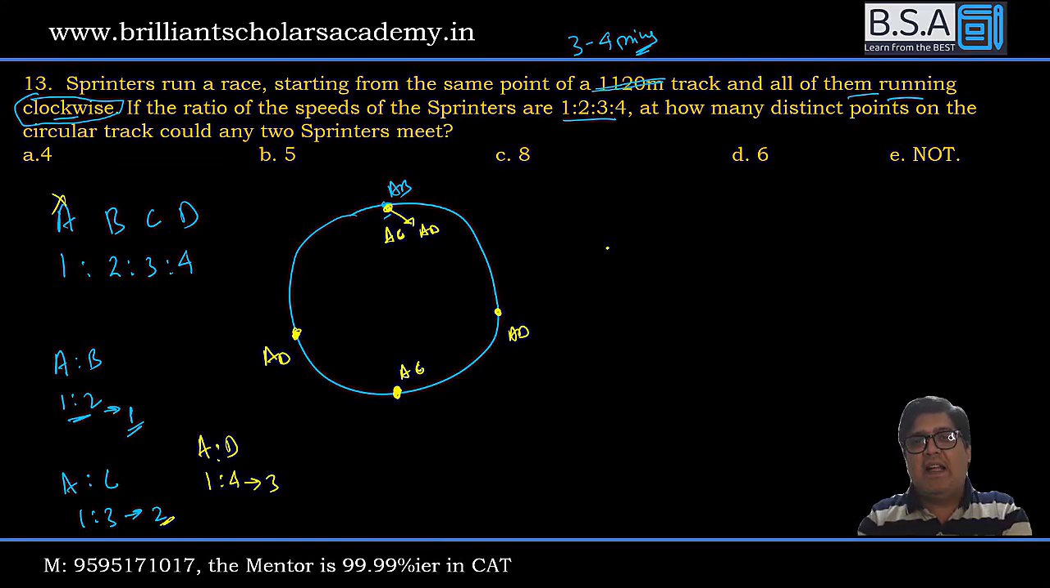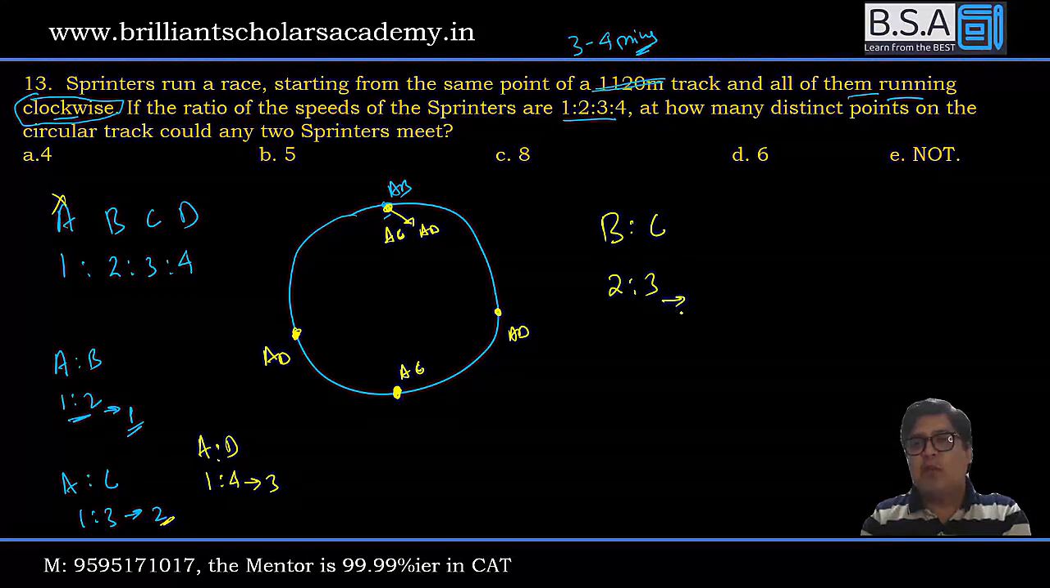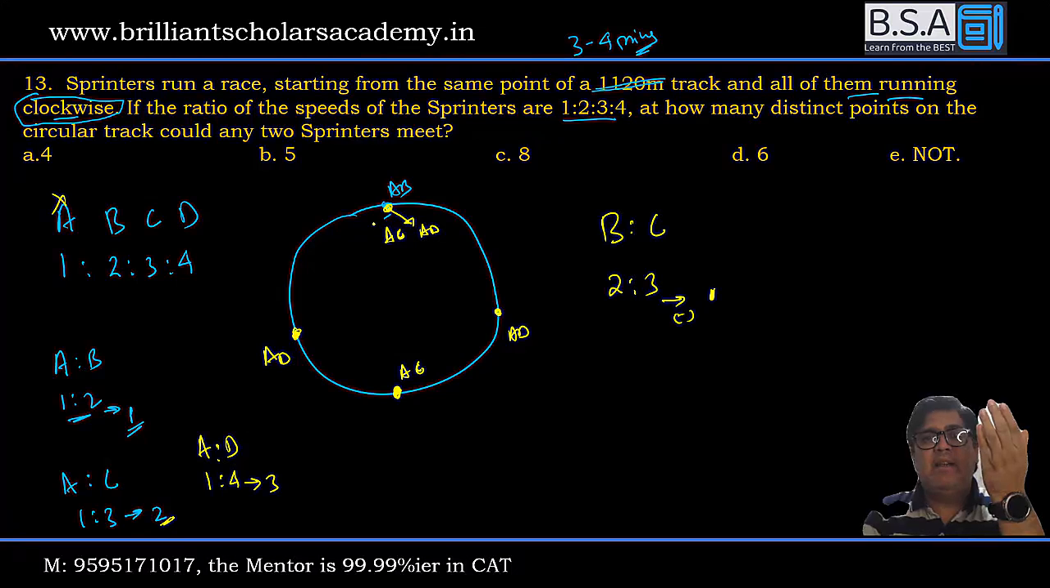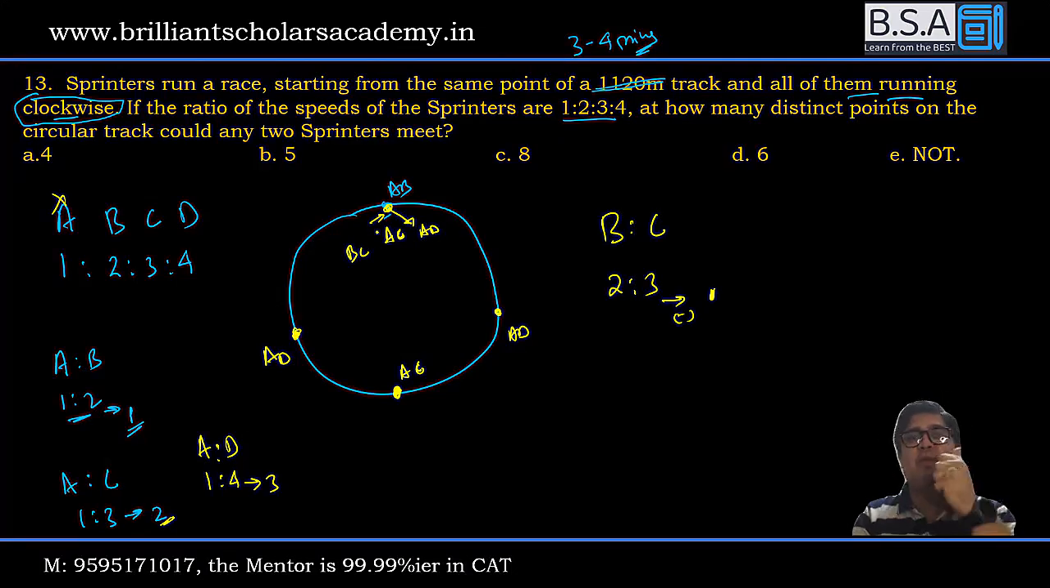What pair will I take now? I will take pair BC. Speed ratio 2, 3. What is the gap between them? The gap is 1. So BC will meet here only. It is the same point. The question is how many distinct points are there? It is the same point they keep on meeting at.